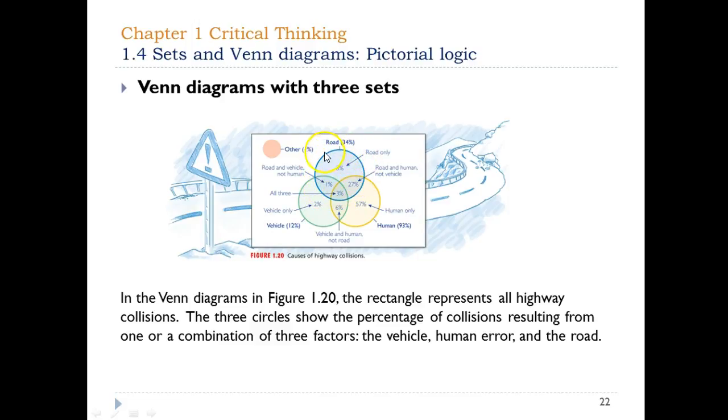3 sets here. These are the factors that caused collisions: the road, the blue one, the green one is a vehicle, and the yellow one is a human error, and everything outside of it. So there's some other factors, right? This represents here the other factors. This slice in the center here is the collisions where all 3 factors played a role.